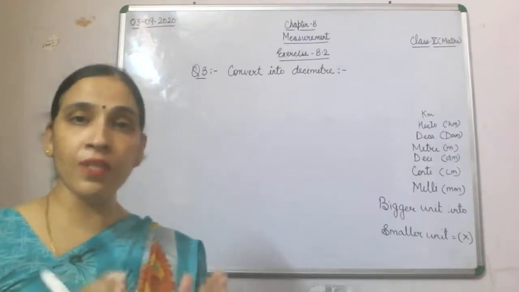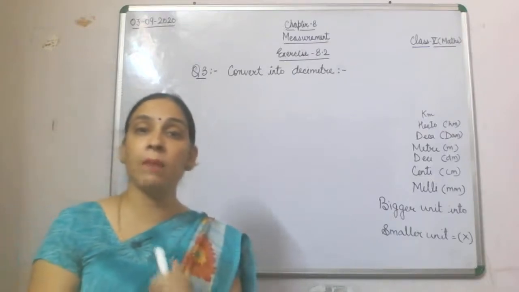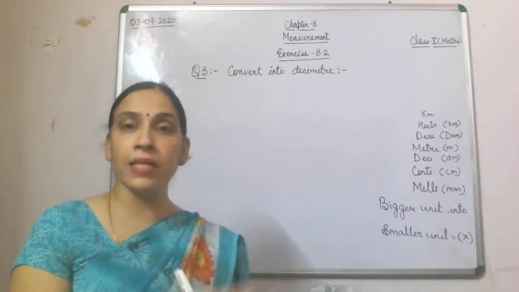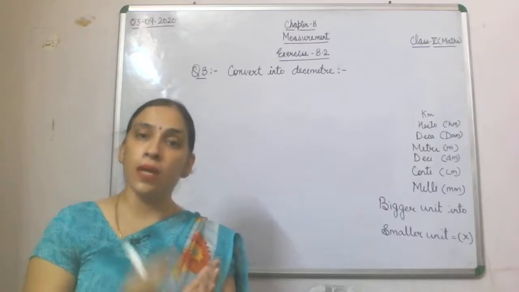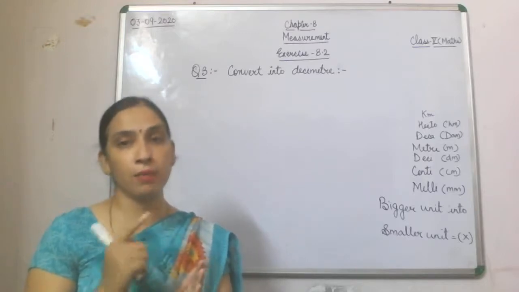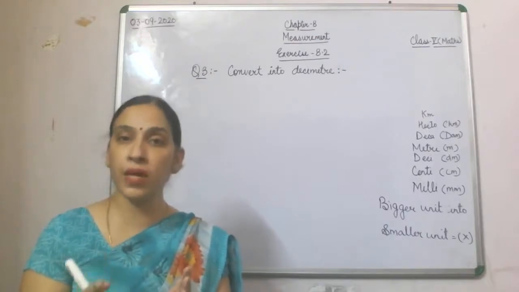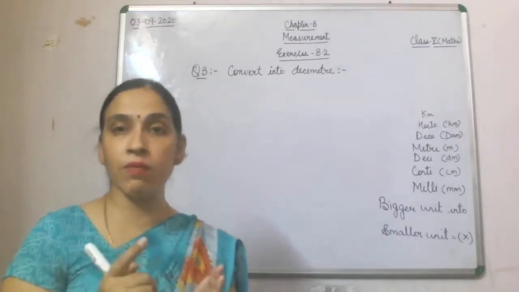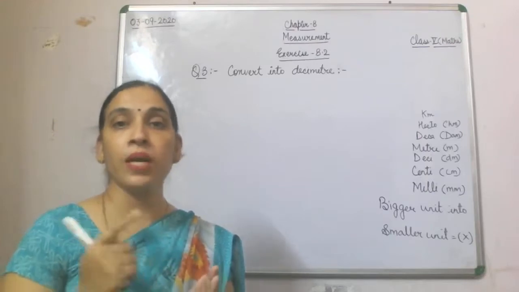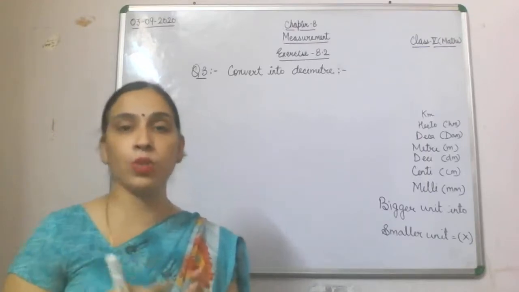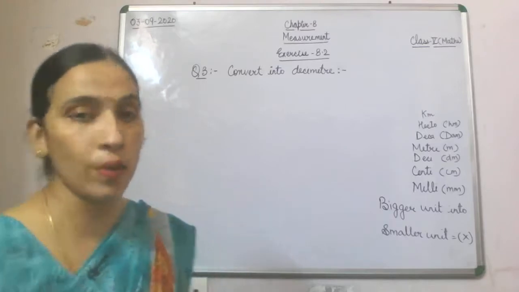After multiplying, whenever we multiply a decimal number by 10, 100 or 1000, the decimal will shift. If we have 10, then the decimal will shift one place to the right. If we have 100, then the decimal will shift 2 places to the right. If we have 1000, then the decimal will shift 3 places to the right. So let's see how we will do it.